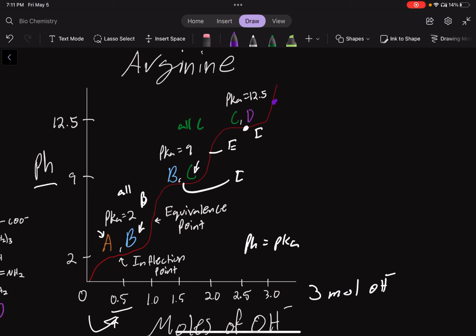And finally here, at the very top, we see another equivalence point, where we will see all D form of the molecule.